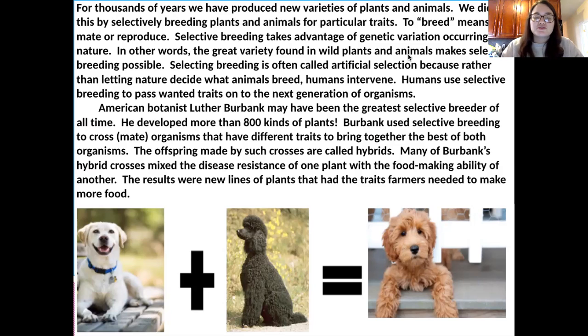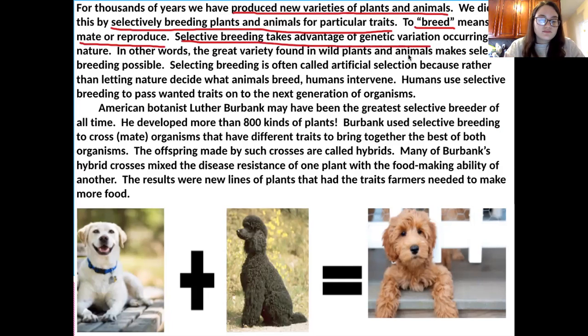For thousands of years, we have produced new varieties of plants and animals. We did this by selectively breeding plants and animals for particular traits. To breed means to mate or reproduce. Selective breeding takes advantage of genetic variation occurring in nature. In other words, the great variety found in wild plants and animals makes selective breeding possible. Selective breeding is often called artificial selection because rather than letting nature decide what animals breed, humans intervene. Humans use selective breeding to pass wanted traits to the next generation of organisms.